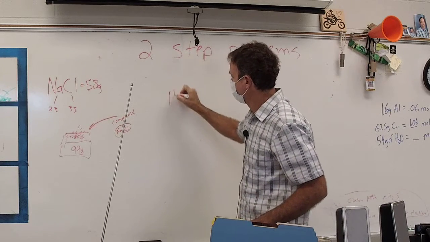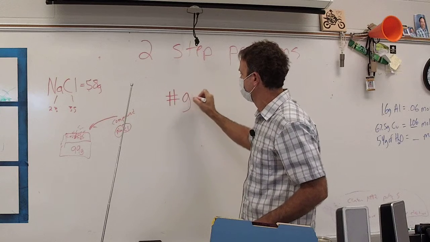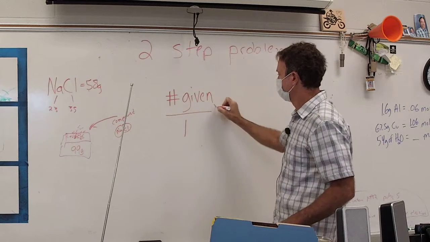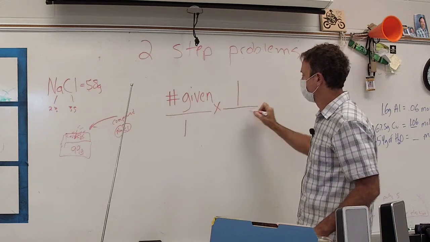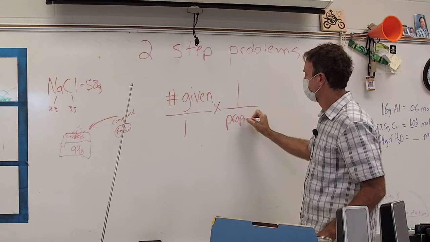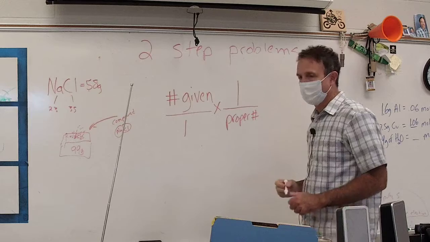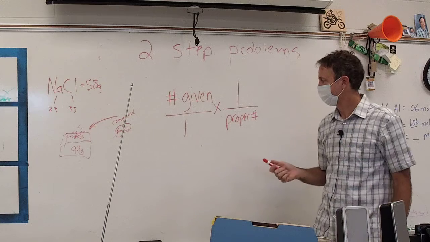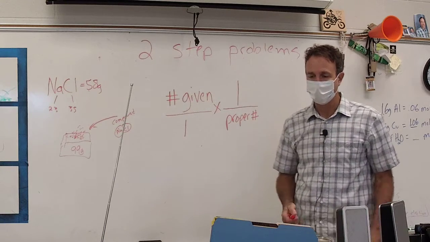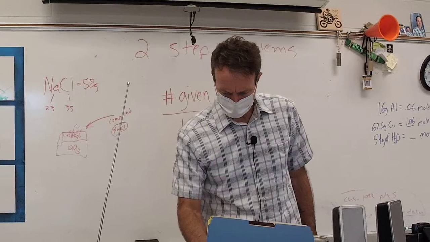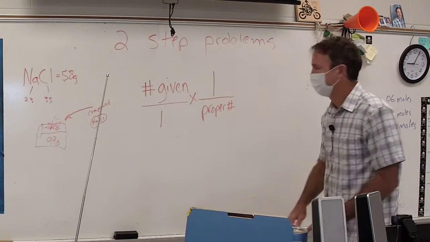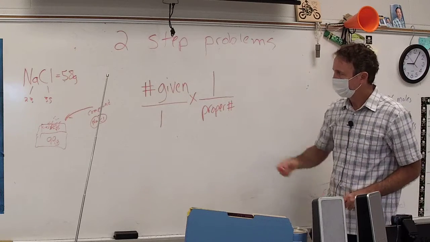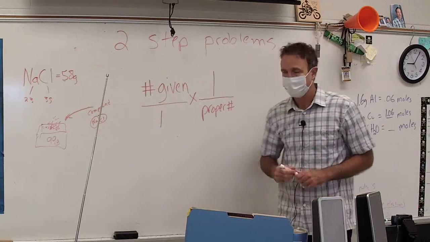The first half of it will look familiar. The number you're given, you want to copy this down, the number you're given over 1 times 1 over the proper number. Now, we did this yesterday. This will give you the number of moles. But we're going to keep going in this problem. The number given times 1 over the proper number. If we stopped right here, that would give us the number of moles.